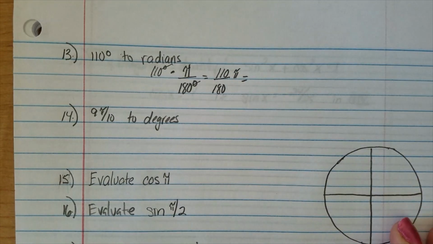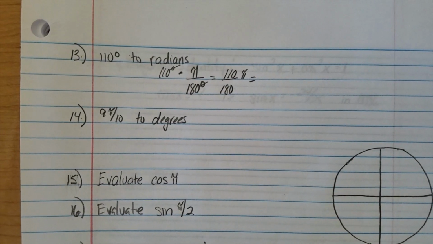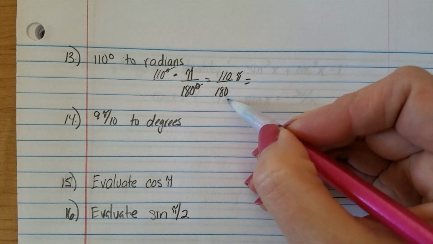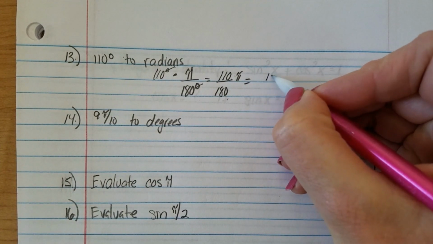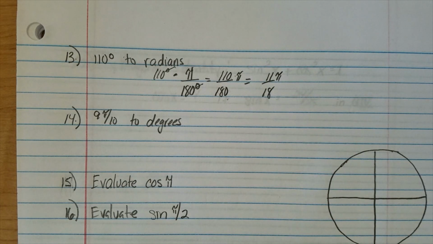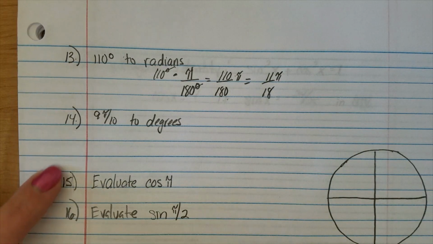And now all I need to do is just reduce my fraction. Notice numerator and denominator can be divided by 10. We get 11 pi over 18. Let's go from radians to degrees.